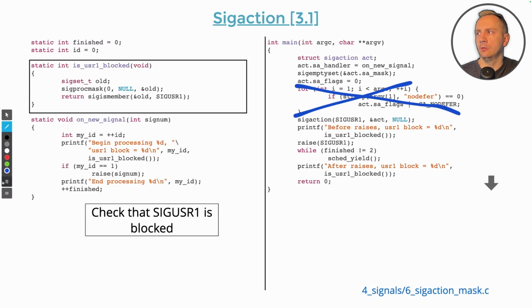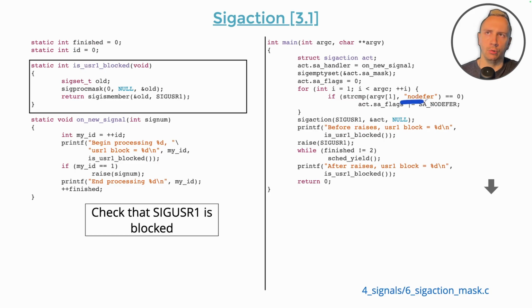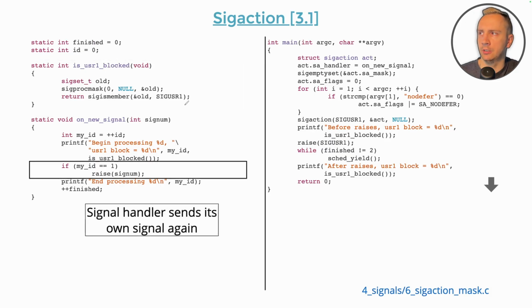or when I provide a command line argument, no defer. When I do provide this argument, I will specify the no defer flag, and then I will try to see how the behavior is changing. To check the behavior, I will be using recursive signal delivery. So when the signal comes, I print something, and then I try to raise it again. I will raise the signal inside the handler of that signal. If defer is enabled, then this raise will do nothing.